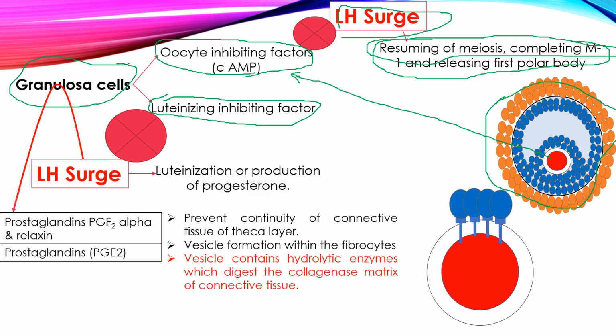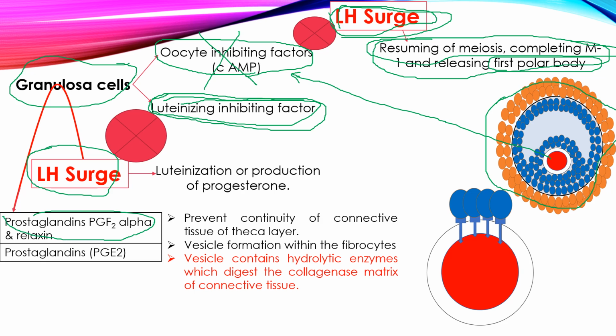So after the LH surge, the component secreted by the granulosa cells, that is the oocyte inhibiting factor, is prevented by the LH surge. And because of this prevention, the oocyte undergoes meiosis 1 and completes its first meiotic division by releasing the first polar body. Then, as it is developing the receptor for LH, these granulosa cells, under the influence of LH, secrete prostaglandins: prostaglandin F2 alpha, prostaglandin E2, and prostaglandin A. So these prostaglandins play a very significant role during ovulation.